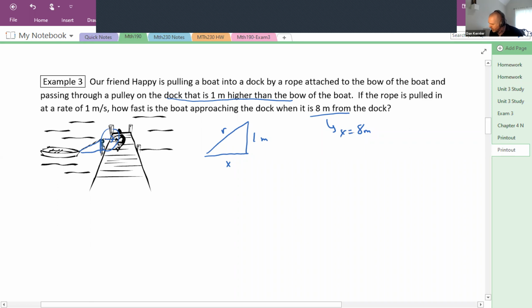I also have this 1 meter per second. So don't say it out loud. Let everybody think about that. What is that that's changing at 1 meter per second? So give like 10 seconds here just to think about that.